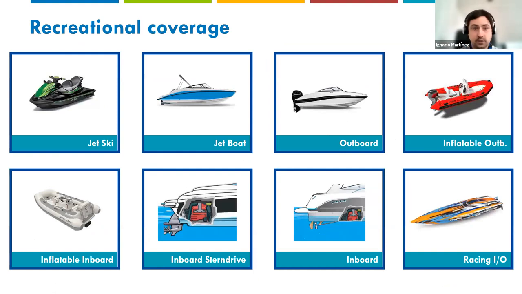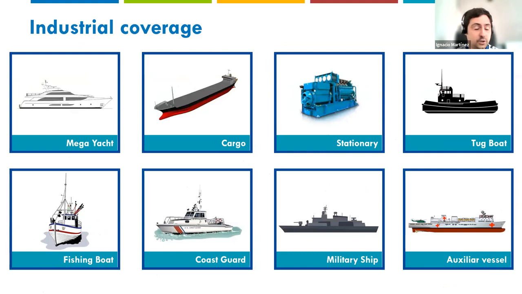Okay, what is the coverage? Two slides: recreational and industrial. In recreational: jet skis, jet boats, outboards, inboards that are stern drive, racing inboards and outboards. But again, I think something that the industry was lacking, especially on the diesel side, is anything mega yacht. It is recreational, but I think it's big enough to be included on the industrial side. Tugboats, fishing boats, anything. So it's important to know that with one tool you can have coverage for different types of vessels, different types of engines, different types of fuels.